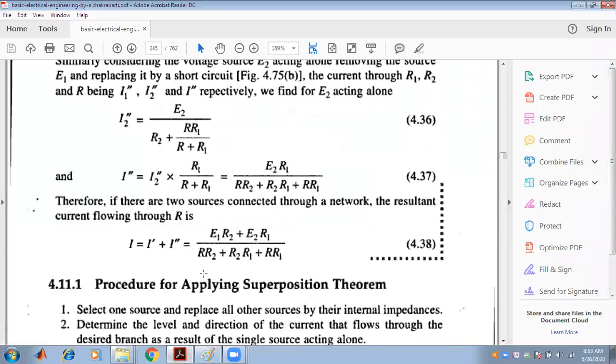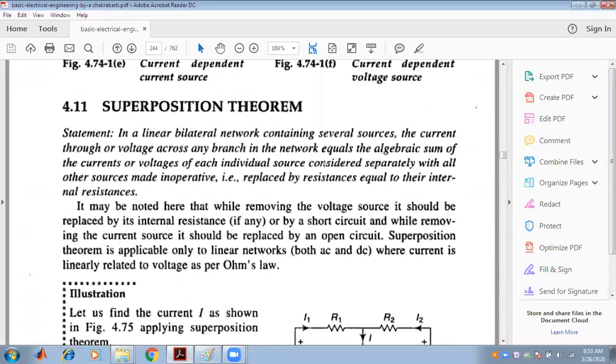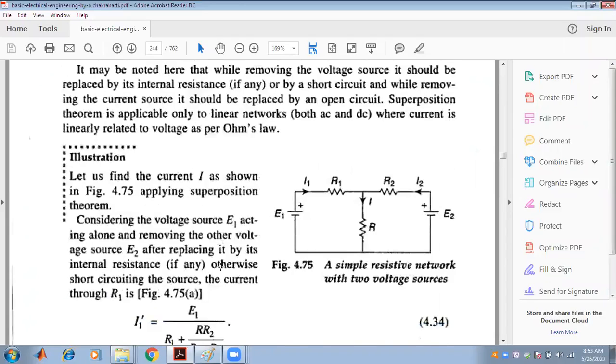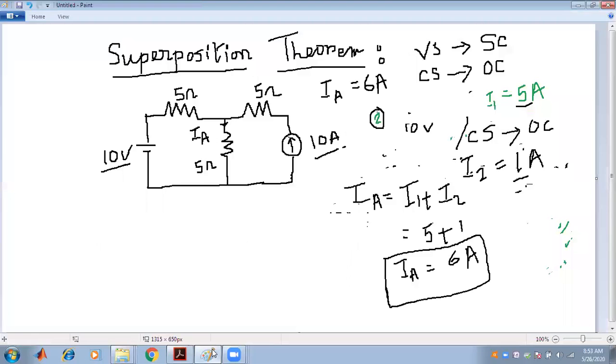That is given in the theorem. The internal resistance of the sources we have to replace, and the superposition theorem is related to Ohm's law, where the algebraic sum of the currents gives the actual branch current. So these are all the steps that we have followed to find the current through the 5 ohm resistance, that is the IA current, with the help of the superposition theorem.